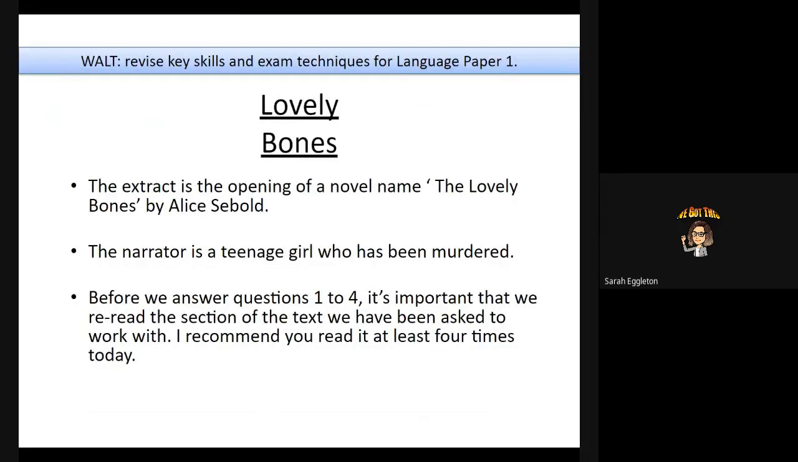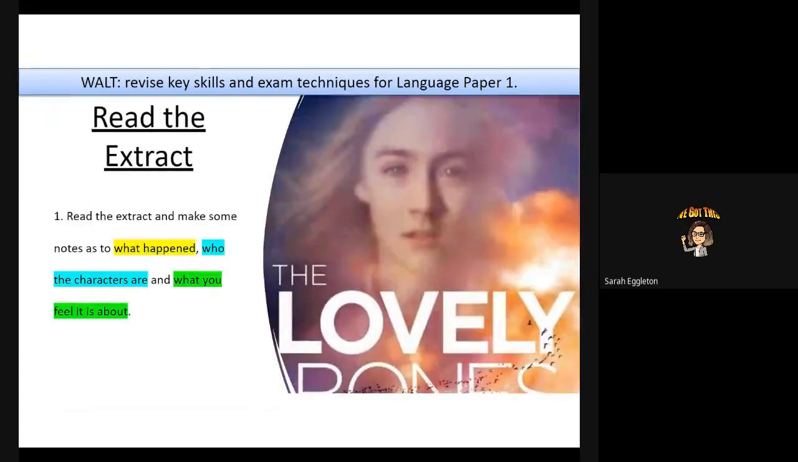Okay, so we're carrying on by looking at the Lovely Bones extract that we've looked at for question 1 and 2. Reminder, the narrator is a teenage girl who has been murdered, and it's super important that we understand this extract. Now, a super helpful tip for this question is, as you are reading, to make a note of what happens in each paragraph. Particularly be on the lookout for shifts in focus and think about where tension is created.